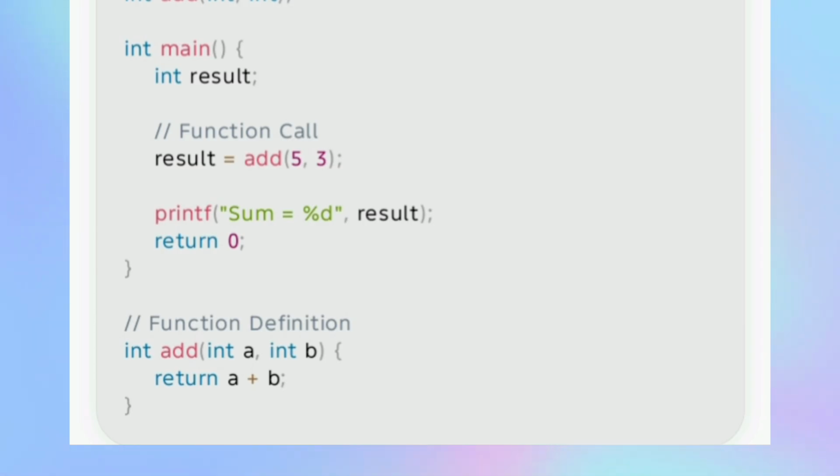Print: sum = %d, result. The result contains a value of 10. Function definition: int add(int a, int b), within function brackets, open curly braces, return a + b. Here the function is defined. That function is called inside the main function, and the print statement is also in the main function.